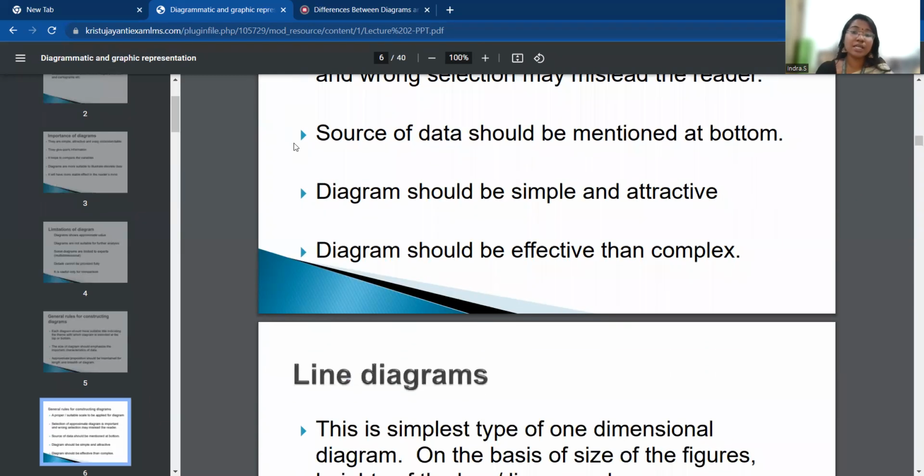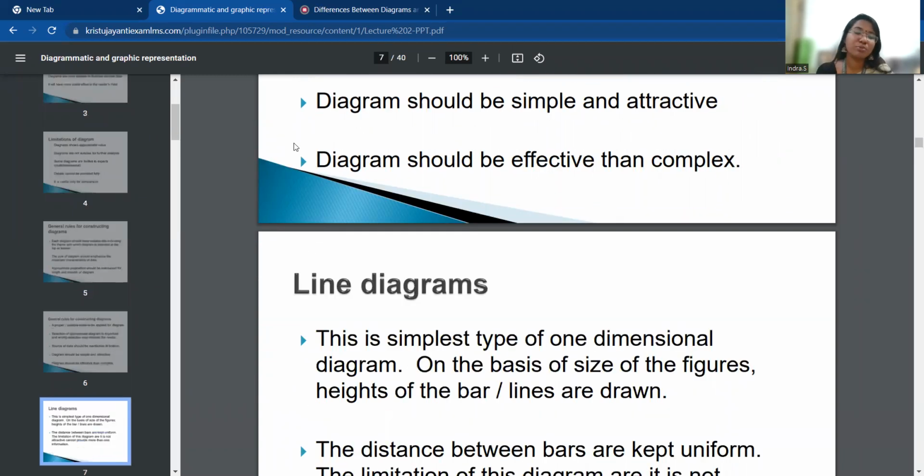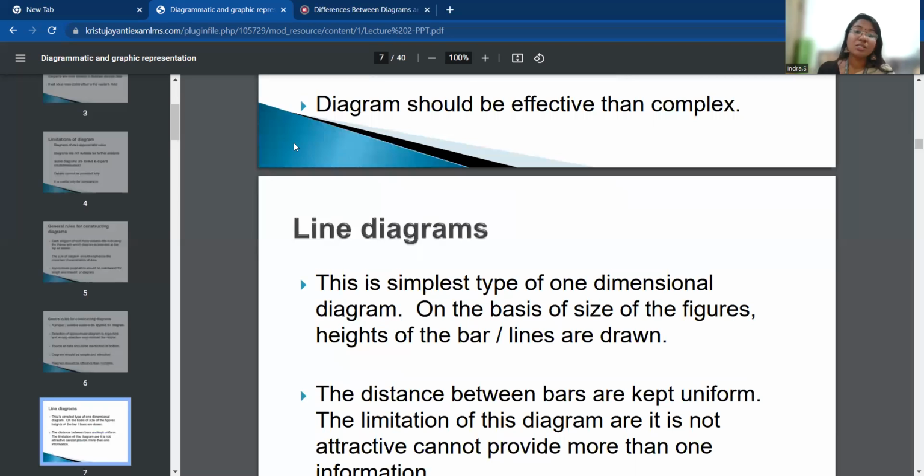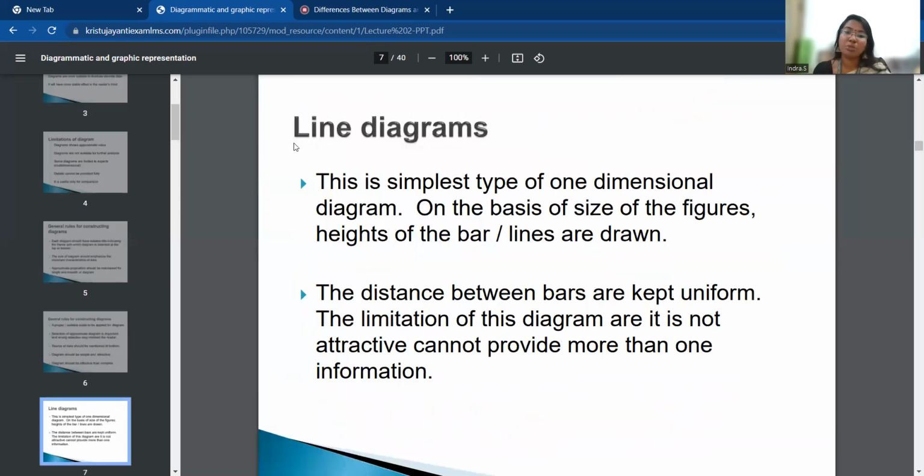Then the diagram should be effective. It should not be very complex. We have different types of diagrams. We have the line diagram. This is the simplest type of one-dimensional diagram.